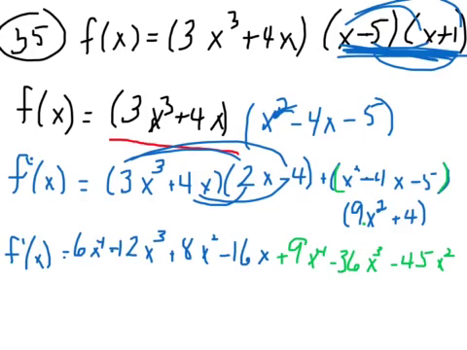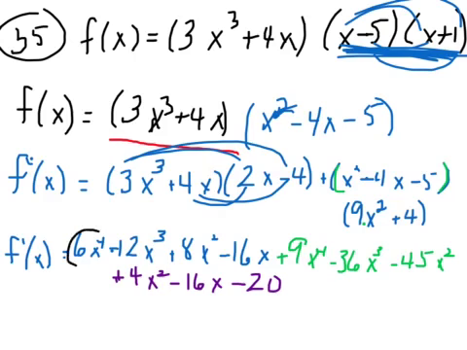Now I need to distribute the 4. Actually, I'm going to change color even on the 4, just so if I make a mistake, I can find it. 4 times x squared is, I'm just going to keep adding terms here, plus 4x squared. 4 times negative 4x is negative 16x. And 4 times negative 5 is negative 20. And I just need to clean this up. I'll write my answer in black here.